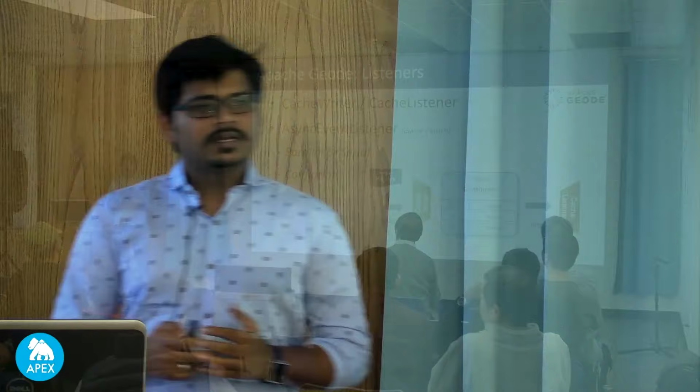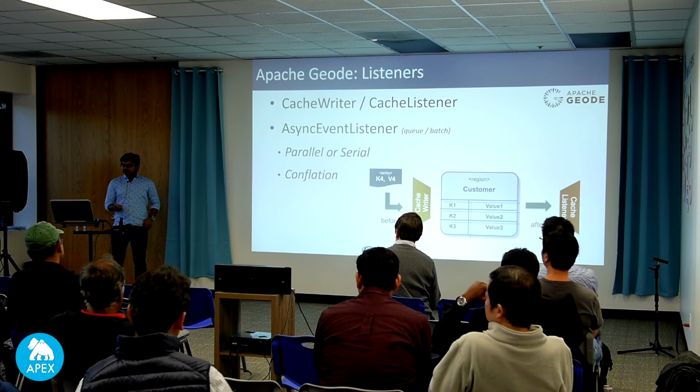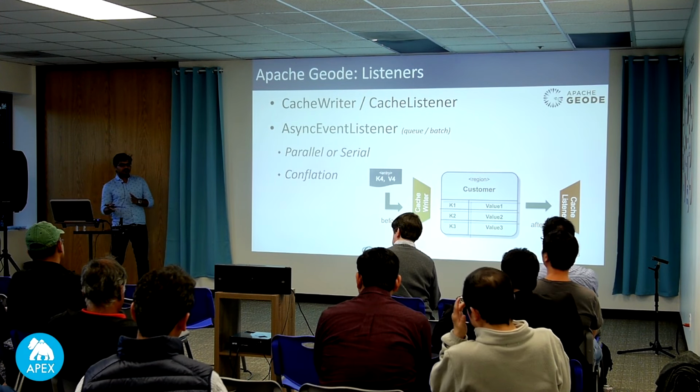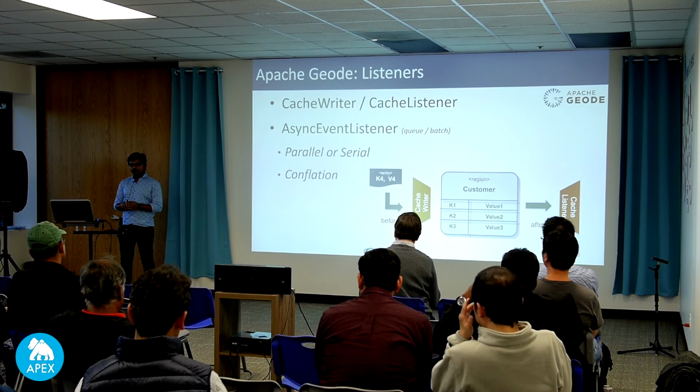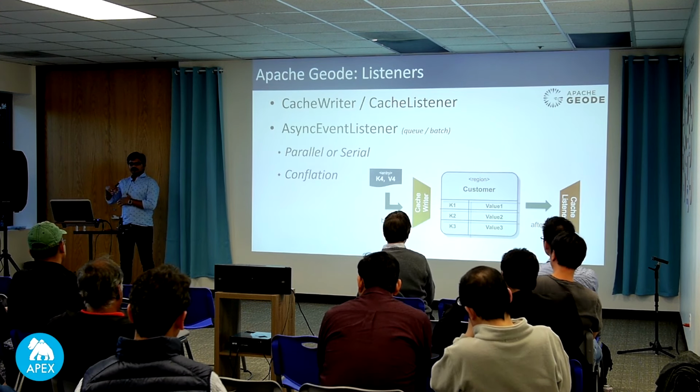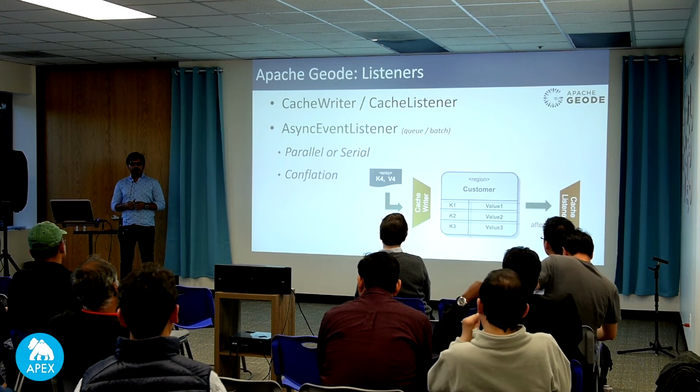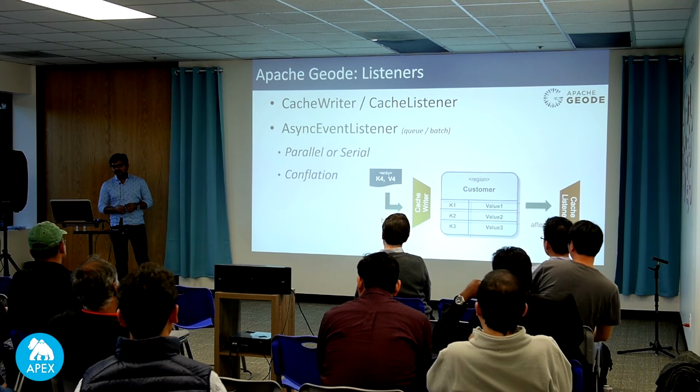Cache listeners work as an after-event notification callback. So your application gets notified once there are events or tuples added to the data grid or updated in the data grid. Same as the cache writers, which work as a before event. So when the data or tuples are about to go into a data grid, it can be used for data validation and cleansing.